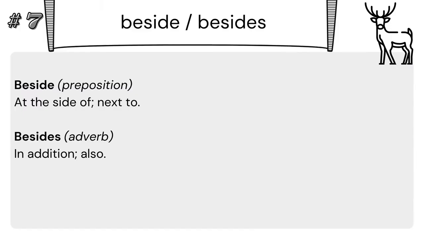Beside, besides. Although they look the same, they have a totally different meaning because beside can be used as a preposition. At the side of, next to. I live beside my friend. The grocery store is beside the mall. Besides with an S is an adverb. It kind of means and or also. Let's look at a sentence.